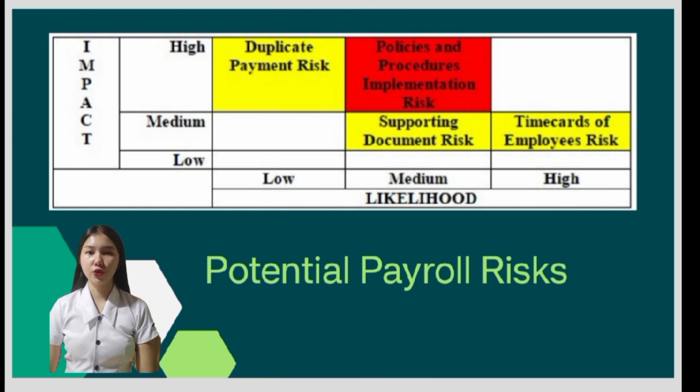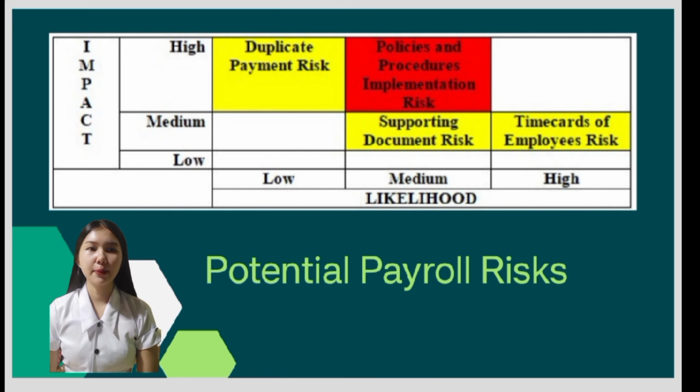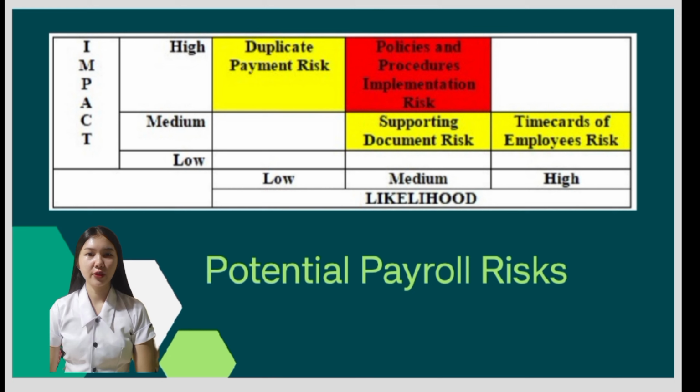So in order for us to know what level of risk each risk here is, we need to combine the impact and the likelihood. So first is the duplicate payment risk. For the impact, it is high, and for the likelihood, it is low. So if we combine this, we have a medium risk. So the shading is the color yellow. So the next one is the policies and procedures implementation risk. For the impact, it is high, and for the likelihood, it is medium. So if we combine this, it is a high risk.